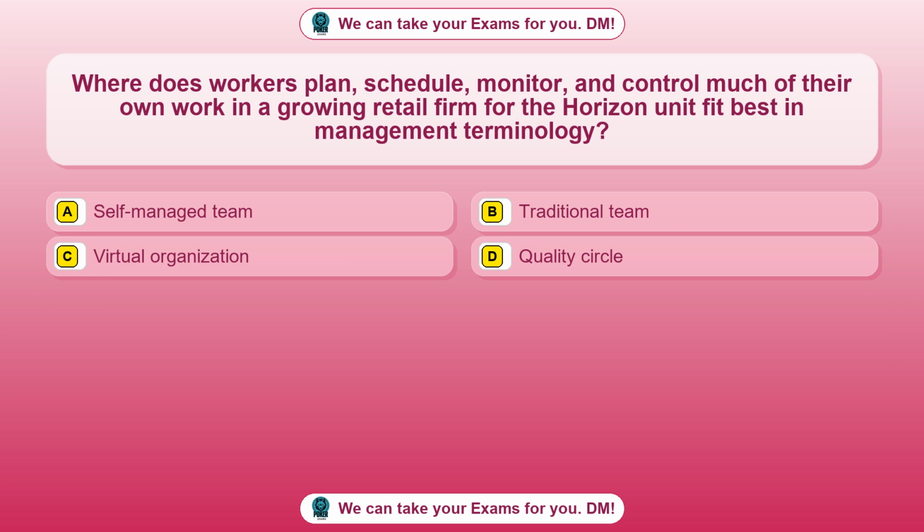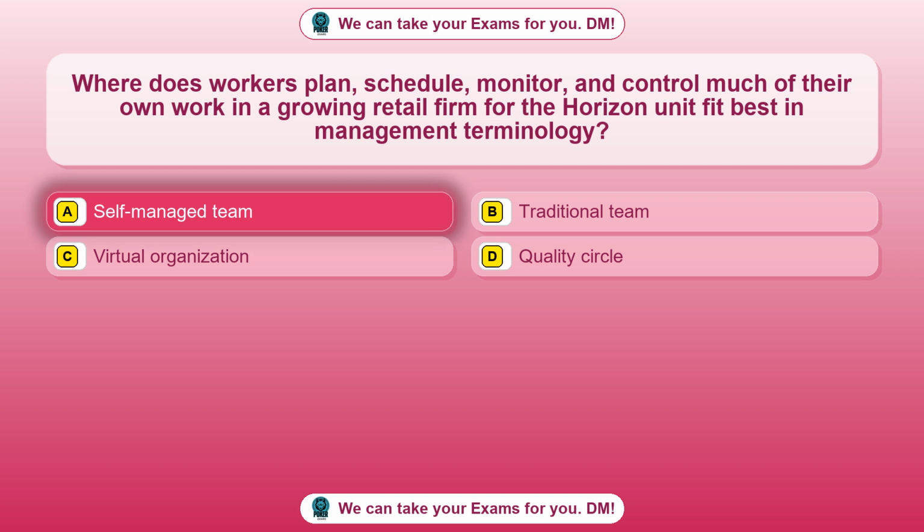Question 38. Where does workers plan, schedule, monitor, and control much of their own work in a growing retail firm for the Horizon unit fit best in management terminology? Option A, self-managed team. Option B, traditional team. Option C, virtual organization. Option D, quality circle. The correct answer is option A, self-managed team.